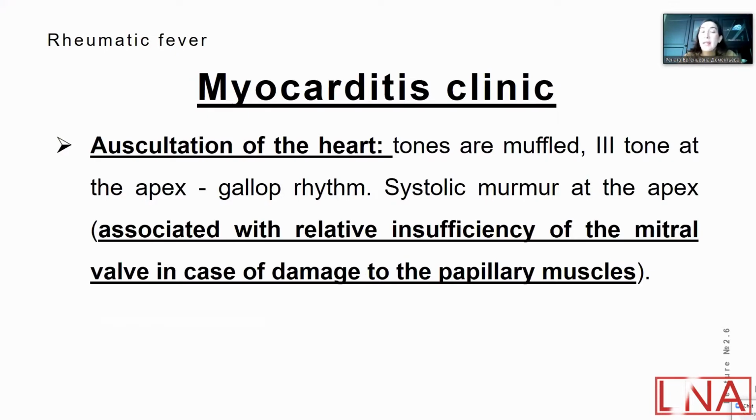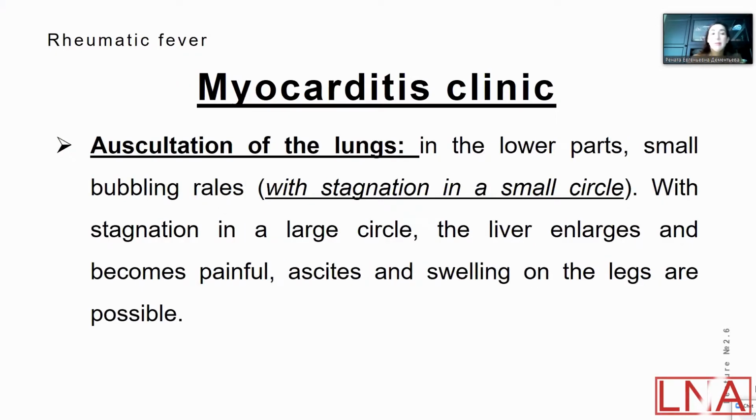Auscultation of the heart in myocarditis. During myocarditis, tones will be muffled, a third tone at the apex, and it's significantly the formation of gallop rhythm. Systolic murmur at the apex, which will be associated with relative insufficiency of the mitral valve in case of damage of the papillary muscles.